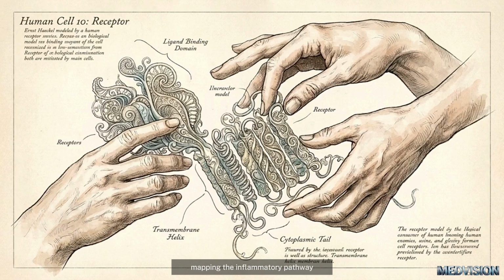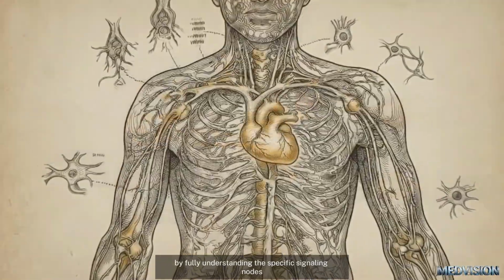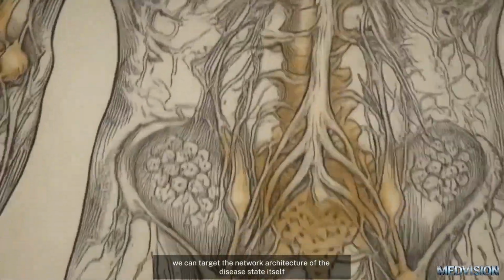Mapping the inflammatory pathway from receptor to repair has changed the focus of modern medicine. By fully understanding the specific signaling nodes, we can target the network architecture of the disease state itself.